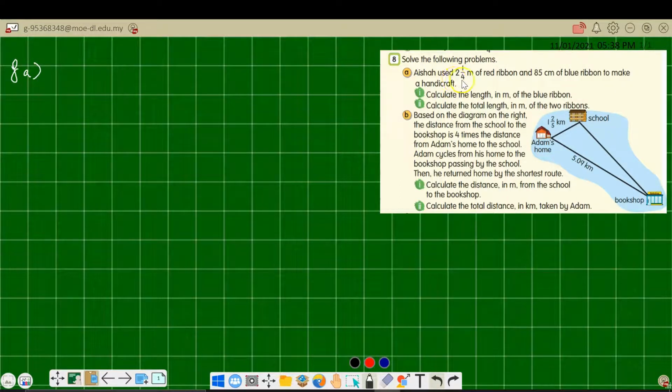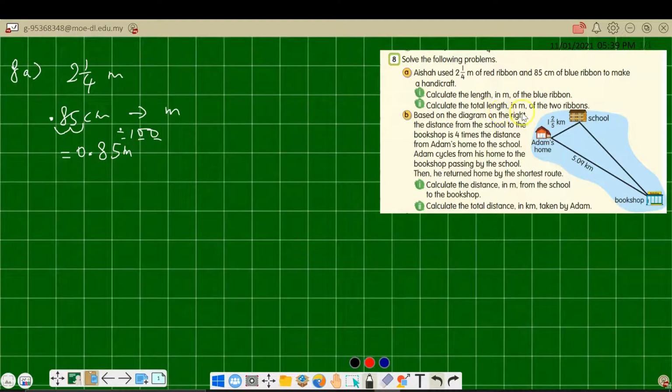Okay, Aisha used 2 and 1/4 meters of red ribbon and 85 cm of blue ribbon. Find the length in meter of the blue ribbon. So you just have to convert 85 cm to meter. So cm to meter, you divide by 100 because cm is a smaller unit. So you divide by 100, 2 zeros, you move 2 times to the left. 1, 2, put a dot, add a 0, so equals 0.85 meters.